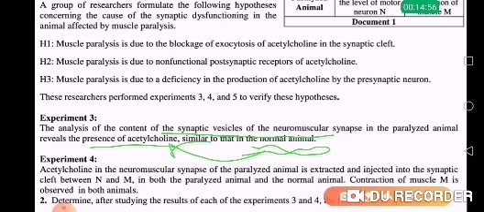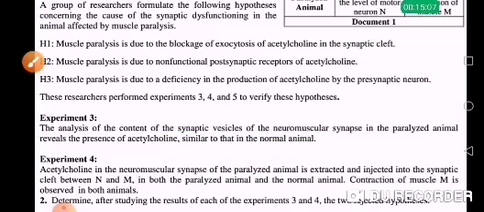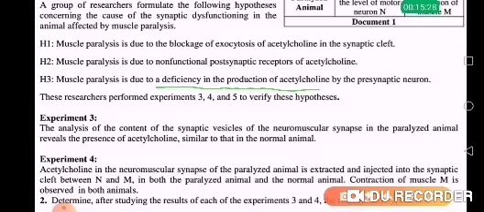You can notice that we are always comparing an experimental case to a control case. In this case, the analysis shows the presence of acetylcholine. So, one of the given hypotheses states that a deficiency in the production of acetylcholine is the cause of this paralysis. But we noticed the presence of acetylcholine, and this is what rejects the hypothesis. It's very simple, but you have to be clear in your answer.